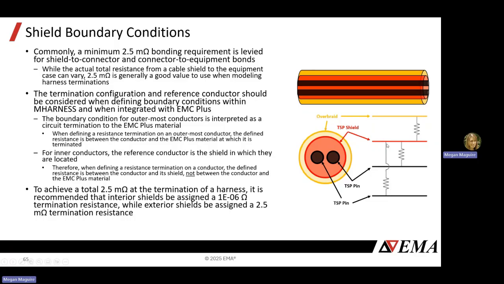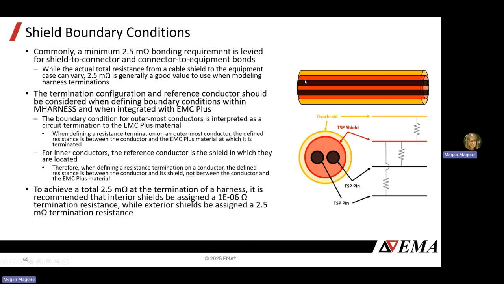And then the resistance that you apply at the end of the shield will be the resistance from the shield to the braid. And then the resistance that you apply to the braid would be the resistance to its reference, which is either ground if you have just an M-harness simulation, or whatever structure it's terminating into if you have an EMC Plus simulation with M-harness.